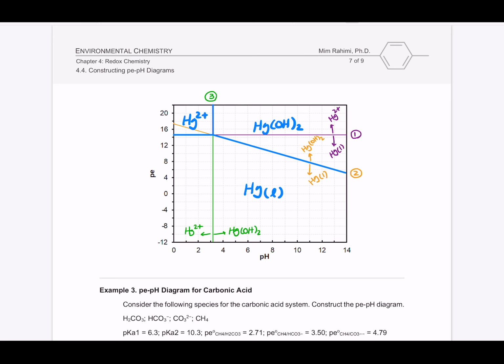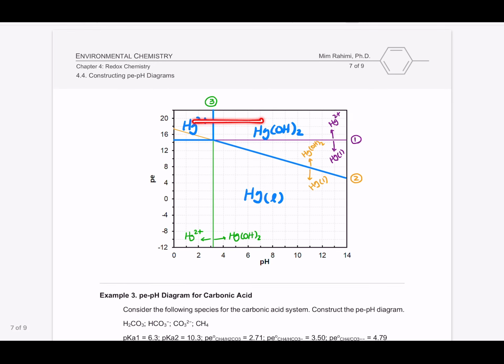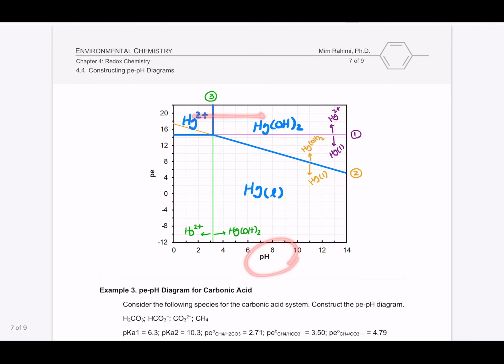So let's say you have in your system Hg2 plus, and it's a toxic material. Then your option to remove it from the environment as Hg2 plus is either to go this way, increase the pH, or to go this way to reduce the electron activity, or to increase the electron activity, to remove it as either the liquid or a complex. So again, it doesn't tell me what's the concentration of Hg in this region. It tells me this is the dominant species.